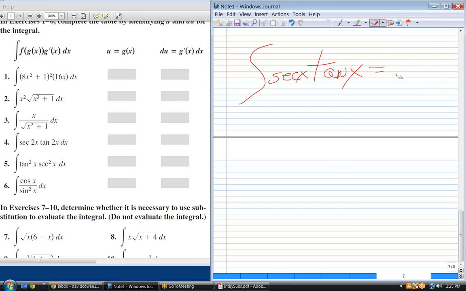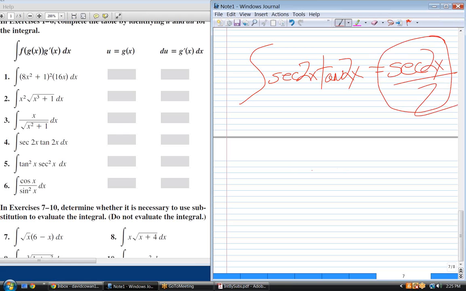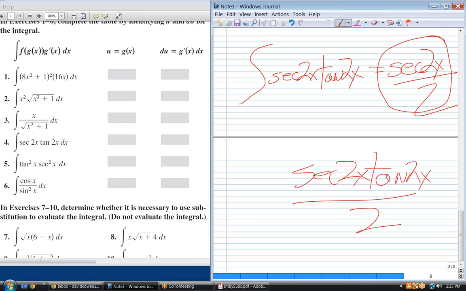Okay? So, using our same logic, I'm not sure why this is under u substitution. I wouldn't call this u substitution at all, but nonetheless, under the same logic, that just turns into secant 2x divided by 2. If we take the derivative of that, we get secant 2x tangent 2x all over 2 times the derivative of the inside, which is 2. The 2's cancel.